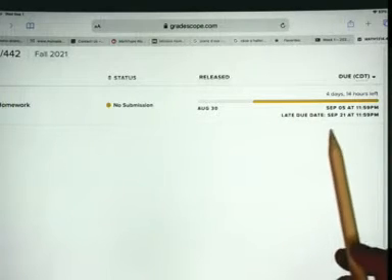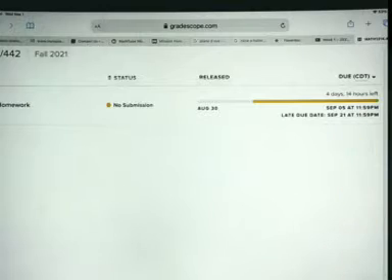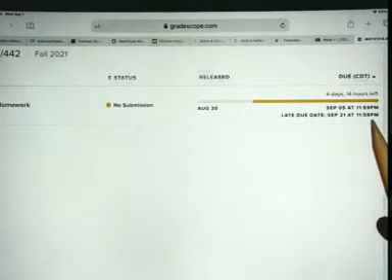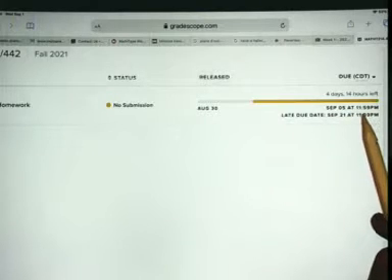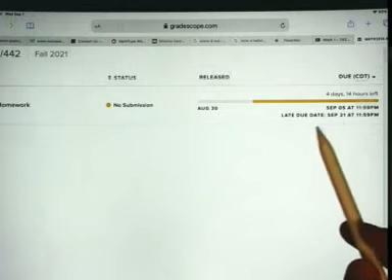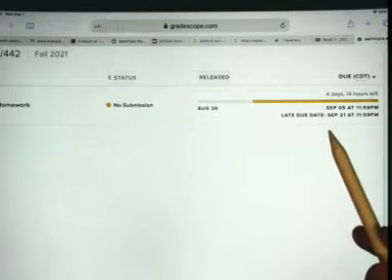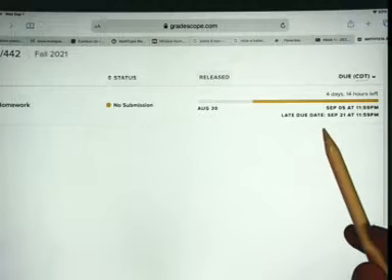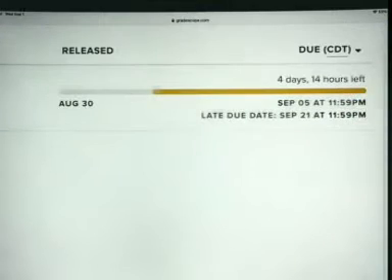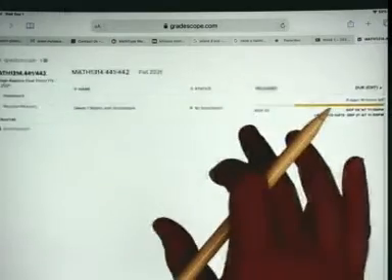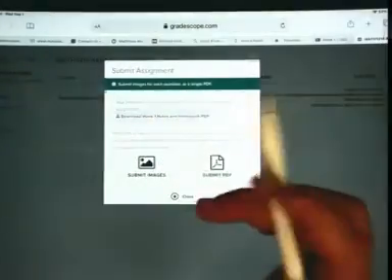And week one assignments are due September 5th at 11:59. If you turn it in after that, you're going to get a penalty. So the late due date: the first little point up here is the actual due date, and this is the late due date. I don't really like that wording, but you can get credit if you turn it in late. But here's what you're going to do. We're going to do this together.